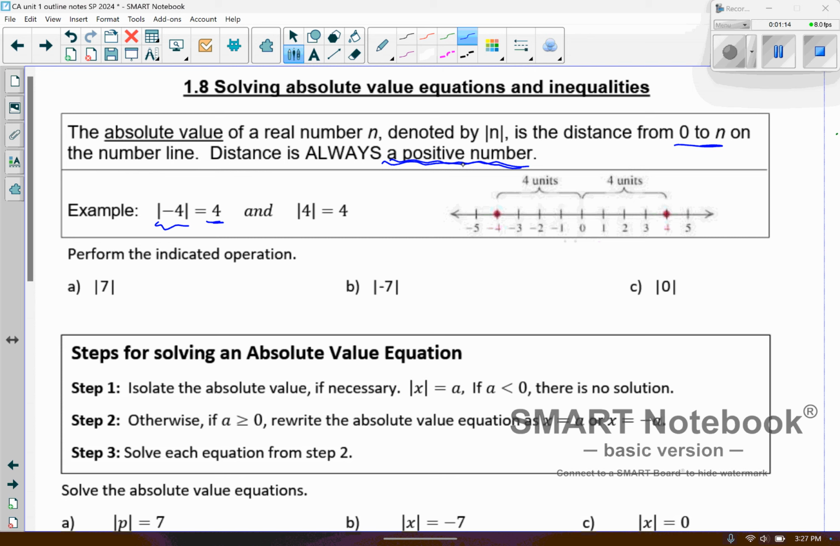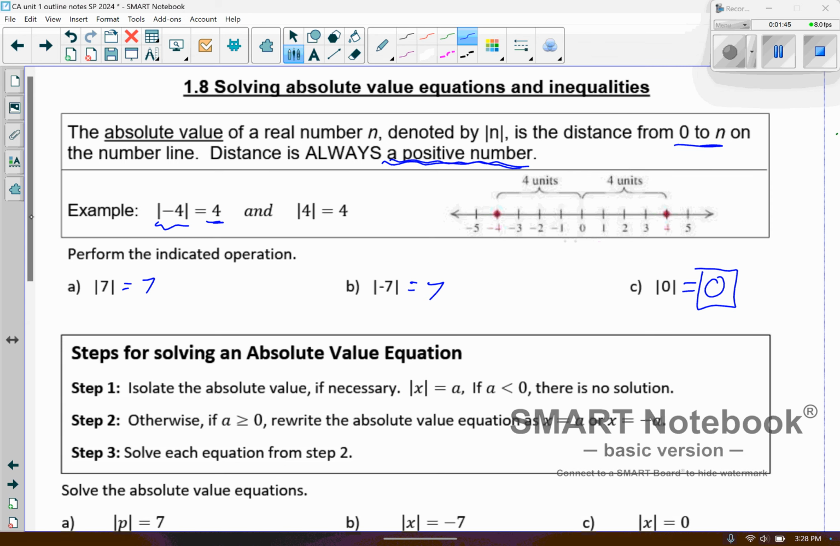So let's perform the indicated operation. This is pretty simple. It's basically the same thing I have up here. If you were to picture 7 on the number line, it would be 7 units from 0. Same thing with -7. -7 would be 7 units away from 0. And then on C, the absolute value of 0 would be 0. So that's the only case that you get 0. Other than that, you'll always get a positive result.